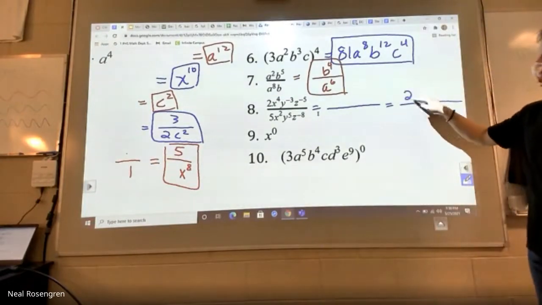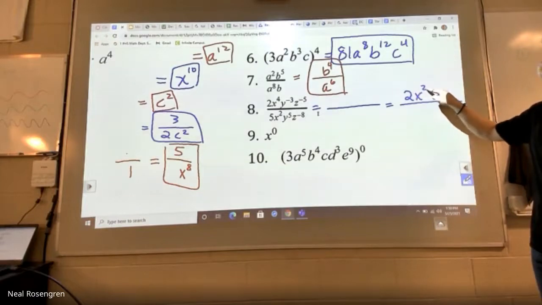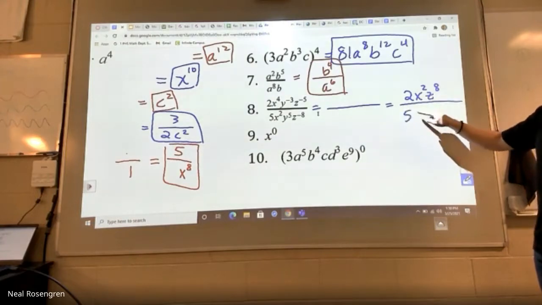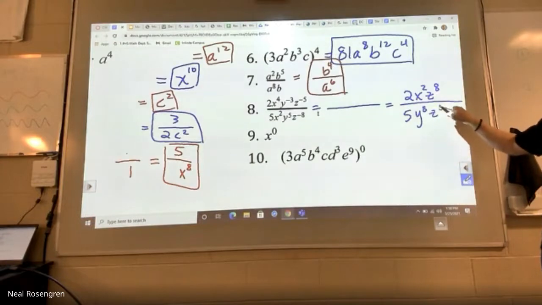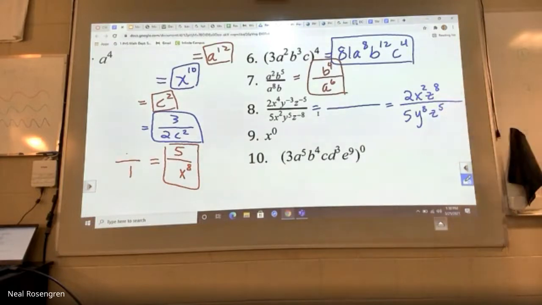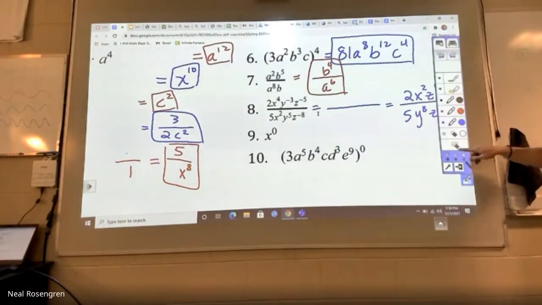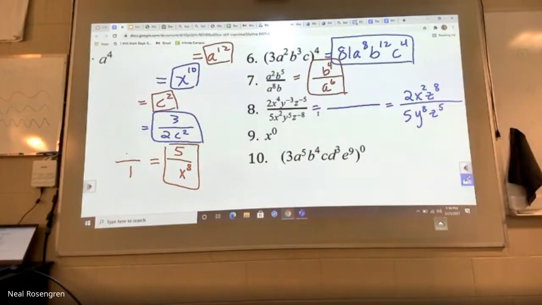2x squared. On the top, you have one on B to the 8 also on the top. Then on the bottom, I got 5, then y to the 8, then b to the 6. If you've got more than one z though, let's put those together also. So forget about everything else. Z to the 8th on top, z to the 5th on bottom. What should we do?